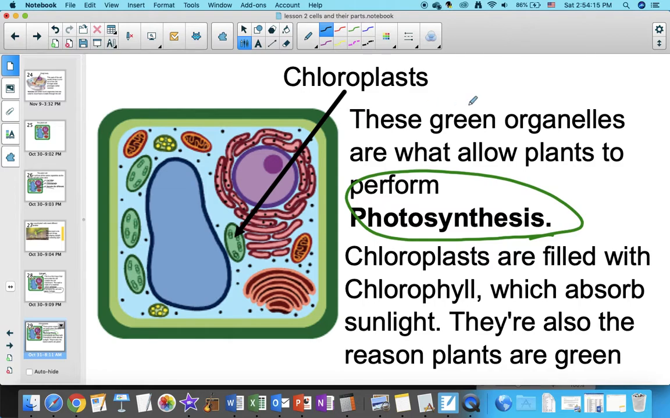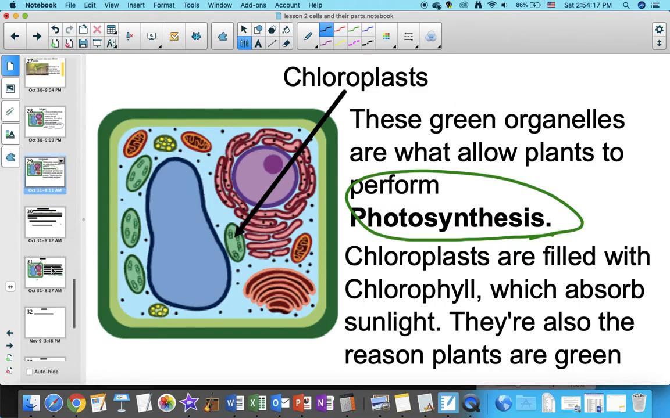Chloroplasts perform photosynthesis, right? And so they are the green organelles, so these green ones here, here, here, and their job is to do photosynthesis. The reason why most plants are green is because they have chloroplasts. Those chloroplasts are filled with something called chlorophyll, which is a pigment that is green. Pigment is something that gives color. So if anything has a color, it has a certain pigment in it. And the reason why plants are green is because they have the green pigment called chlorophyll.